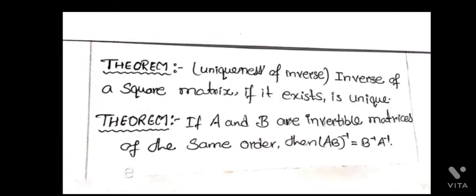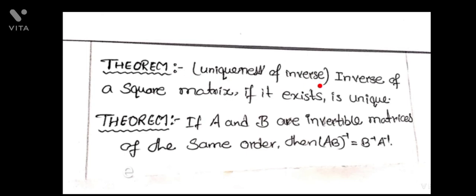Now we have some important theorems which are asked in exams. The first theorem is the uniqueness of inverse. Uniqueness means it is unique in its own way. The inverse of a square matrix, if it exists, is unique. It means that if a square matrix has an inverse, then that inverse matrix is unique, and there will not be any other matrix that is also an inverse of it. This satisfies the uniqueness of inverse.